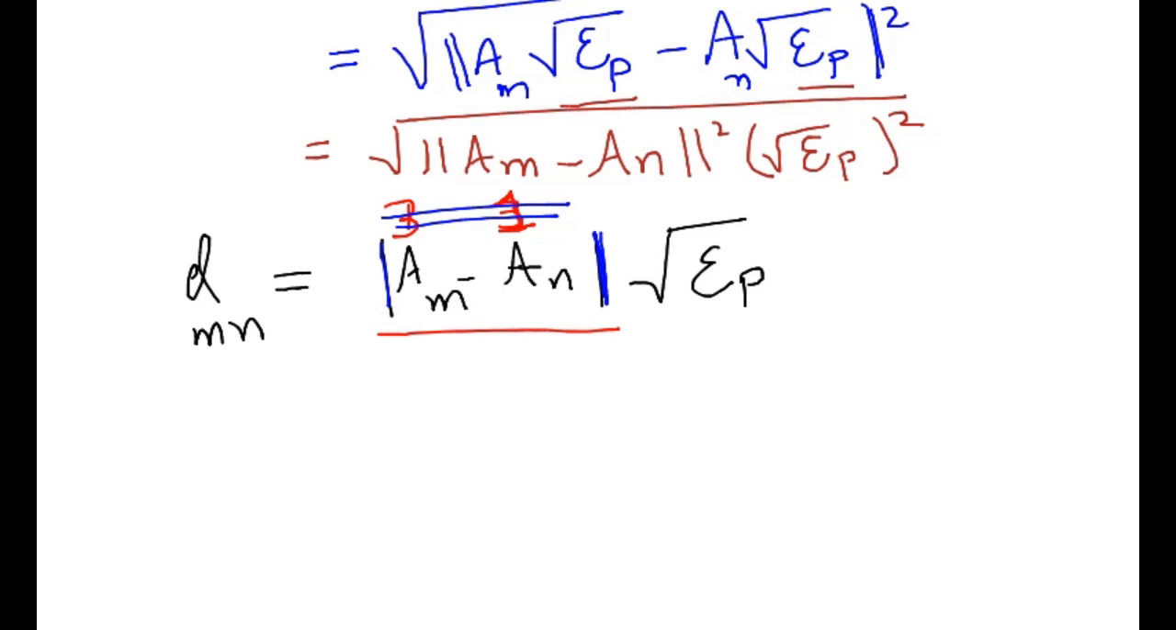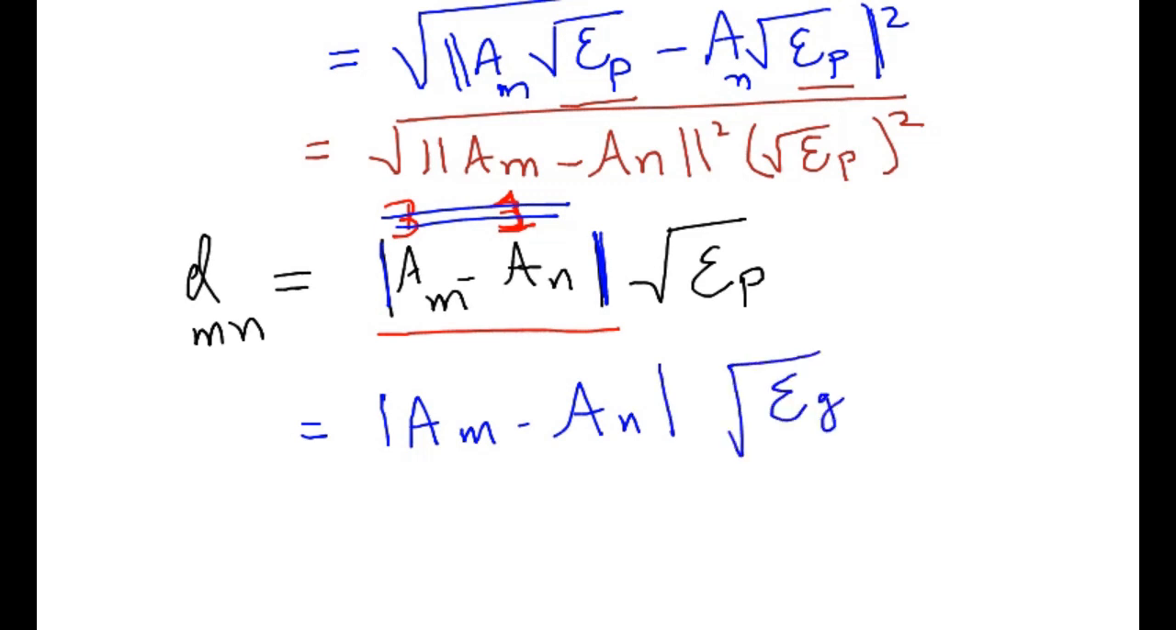And then you have the energy of the pulse. You can also write it, you can just substitute this one. You can say this can also be written as A_m minus A_n and epsilon_g over 2, right? You can also write epsilon_g over 2 if you use the energy of the gate pulse for band pass signals.